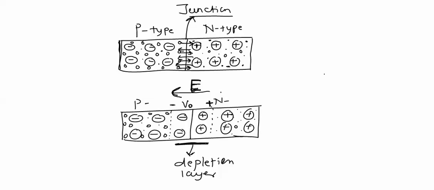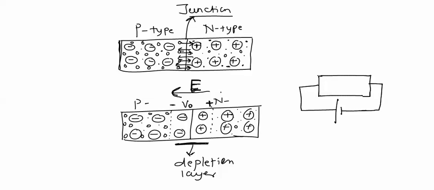Now, suppose this is a material in which we have applied an electric field. Holes will move in the direction of the electric field, while electrons will move in the opposite direction of the electric field. This will be the direction of charge carriers on the application of an electric field.